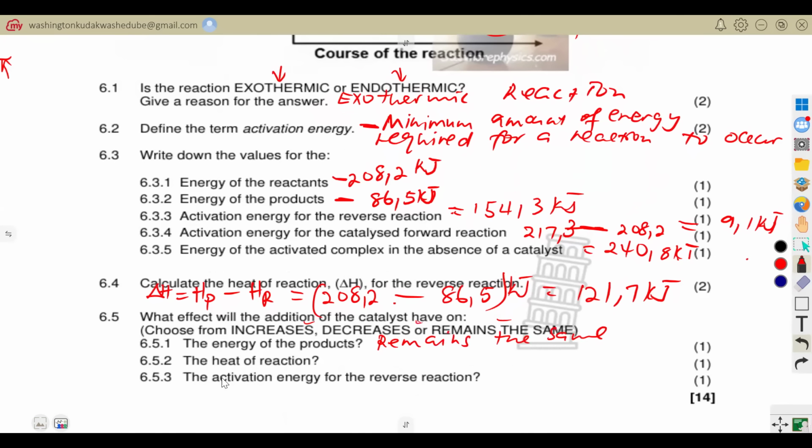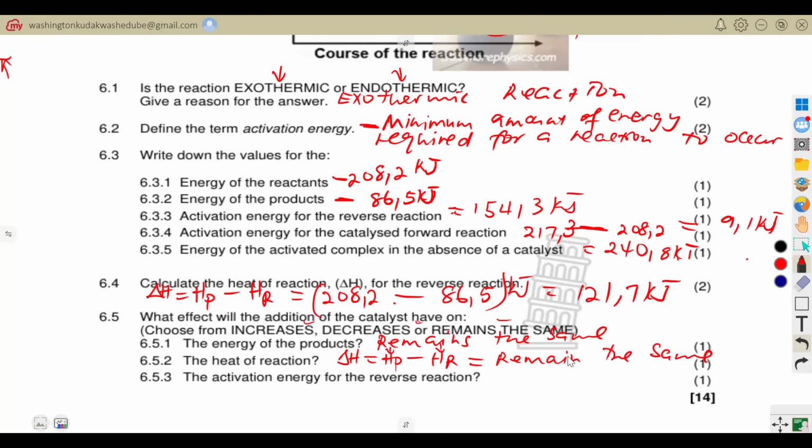And then the heat of reaction. Now, when it comes to the heat of reaction, they ask what effect the addition of the catalyst will have on the heat of reaction. Heat of reaction, which is delta H, remains the same, because we are just simply saying H products minus H reactants, for which the catalyst does not affect this enthalpy. So this one will remain the same.